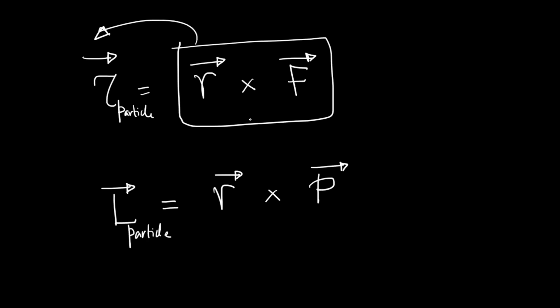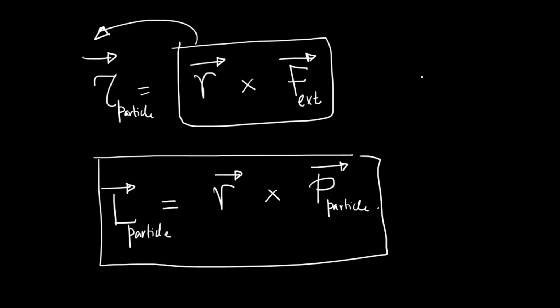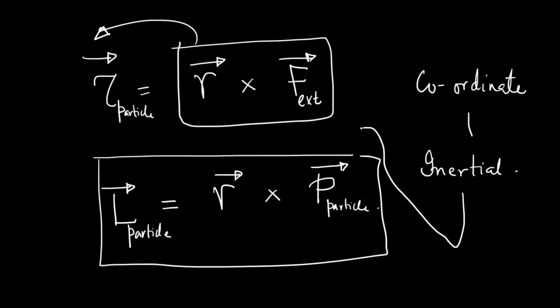r is the position vector of the particle, F is the force on the particle, F external if you want, and then this is the torque due to this force, and this is the momentum of the particle, and this is the position vector of the particle. And implicit in both the statements is the fact that we do have a coordinate system, which is obviously inertial, and that helps me to unambiguously tell you what r is.